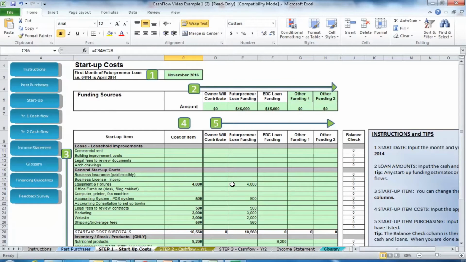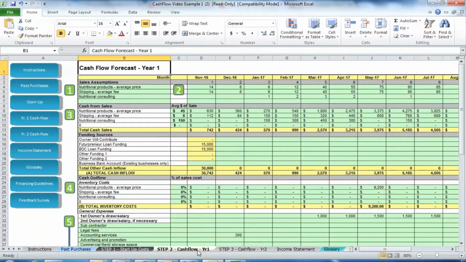I'm here to take you through part 3 of our video series. In this section, we'll look at cash outflow, expenditures, and income statement, and I'll show you how everything ties together. Open the tab Cash Flow Year 1. We are now looking at cash outflow.